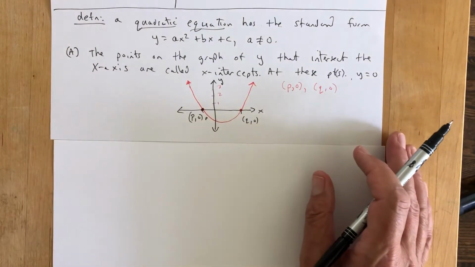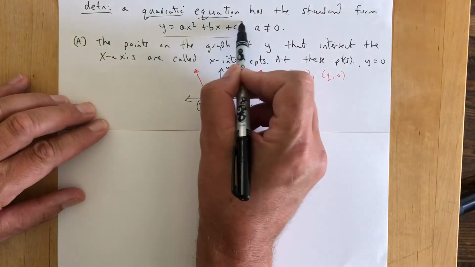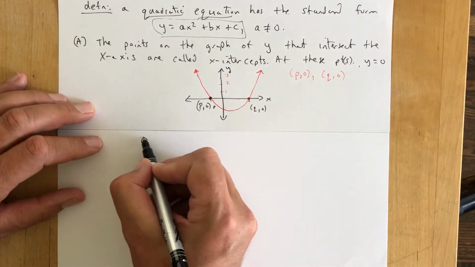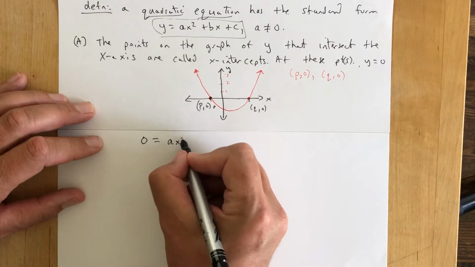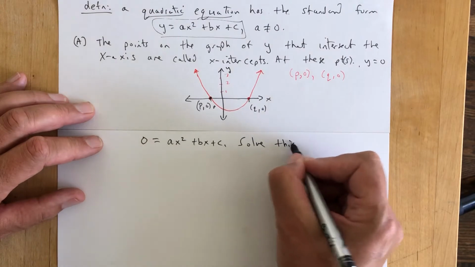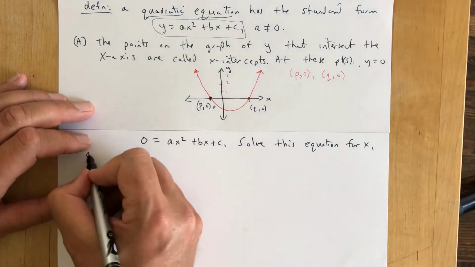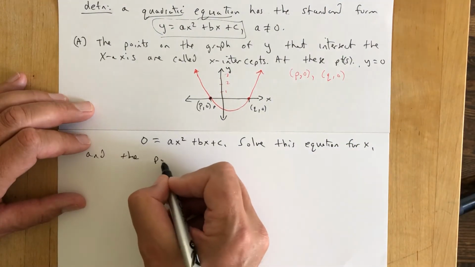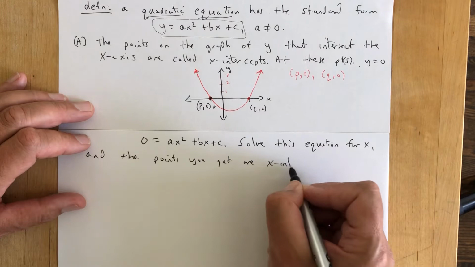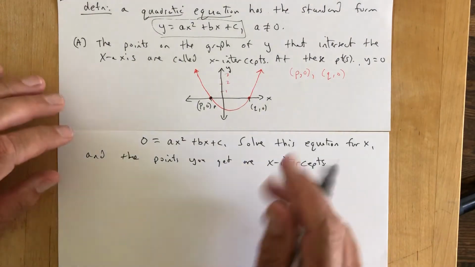So if we return to the equation here, and I want to find the x-intercepts, well, I know that y is 0, so I just put 0 in place of y: 0 equals ax squared plus bx plus c. Solve this equation for x. And the points you get are the x-intercepts. This is why you learn how to factor in the first place, so that you can find out what the x-intercepts are.